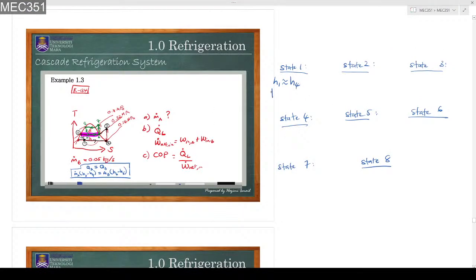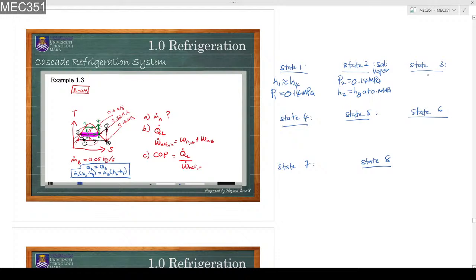So in this case, state 1, H1 equals H2. The pressure at state 1 is the lowest pressure, so we take P1 equal to 0.14. State 2 is saturated vapor. P2 is still the same as P1, 0.14 MPa. So H2 is straightforward: you can get the value of H2 equal to Hg at 0.14 MPa. Find the value in the properties table.